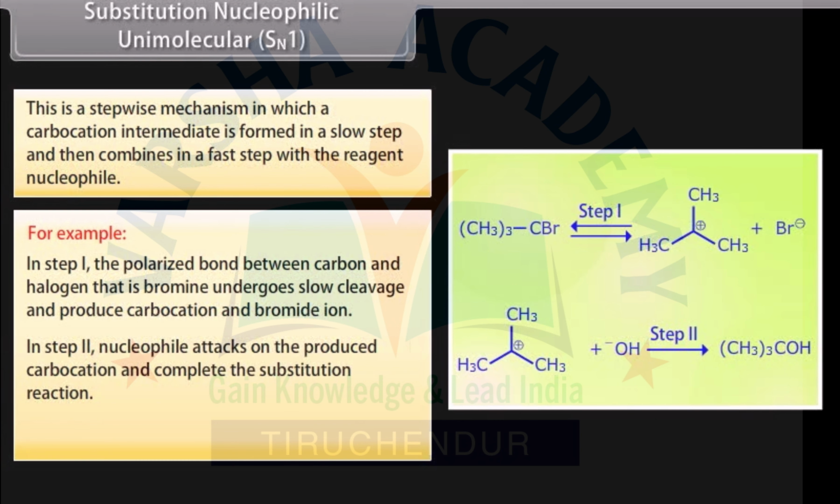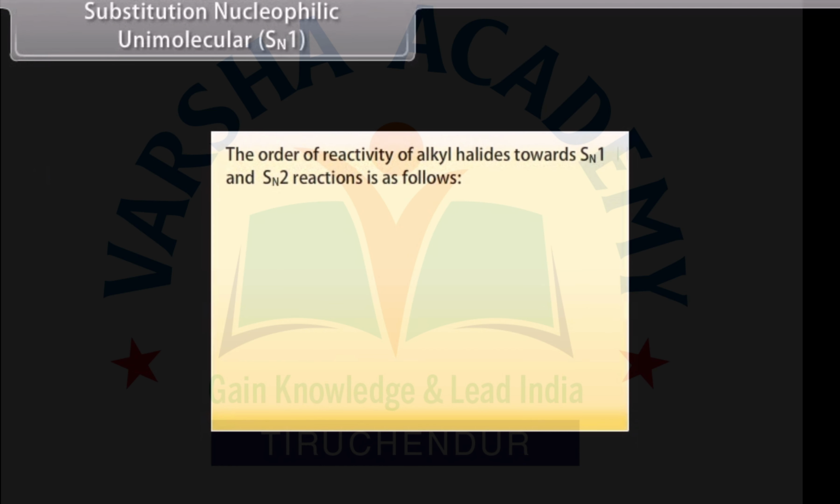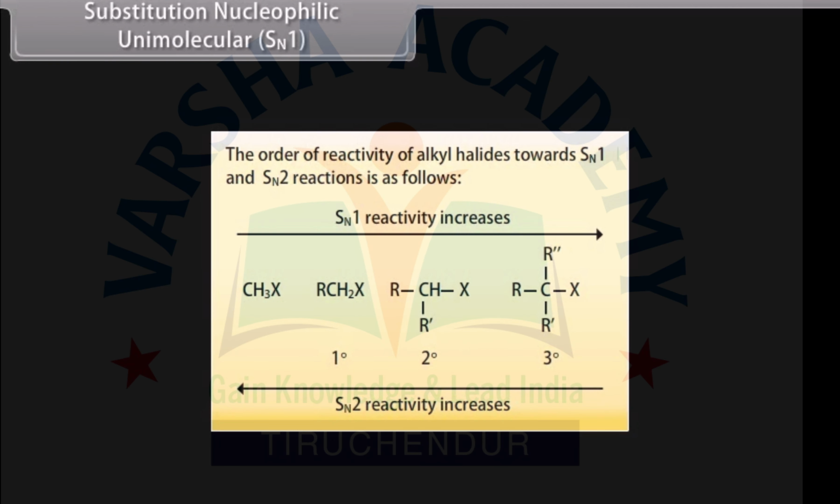In the second step, nucleophile attacks on the produced carbocation and completes the substitution reaction. The reaction follows the first-order kinetics. The order of reactivity of alkyl halides towards SN1 and SN2 reactions is as follows.